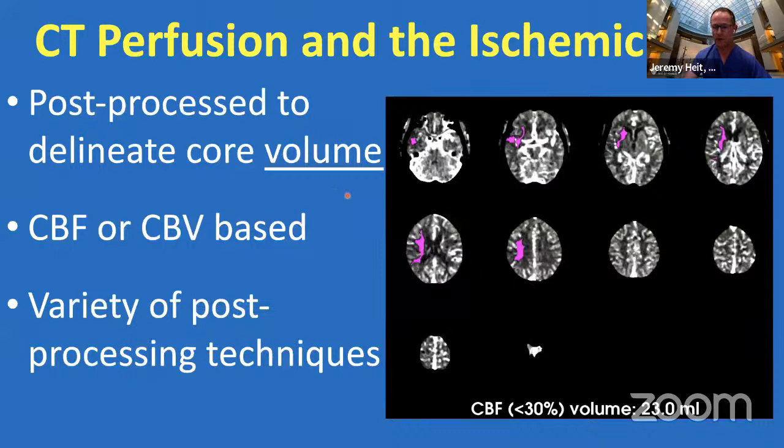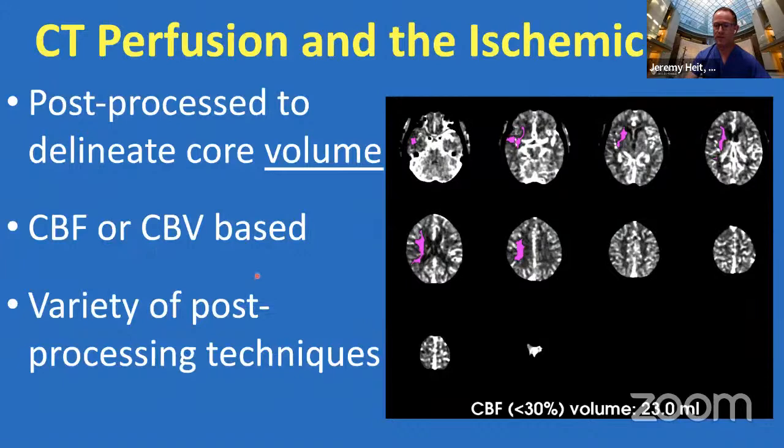And what you can do is you say, well, what do we think really estimates the core? And you set a threshold. So many of the commercial vendors that are out there are using either cerebral blood flow or cerebral blood volume to estimate the core. And what you do is you look at a drop in those components relative to the normal hemisphere.